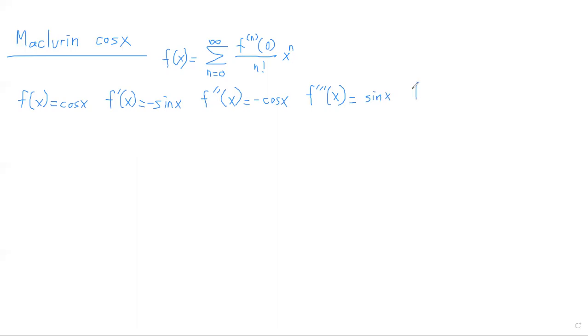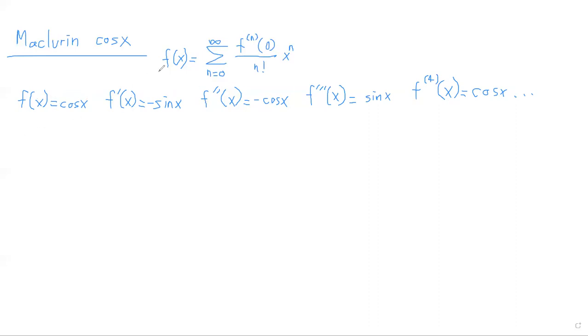And f4 of x is cos x. And it's going to be the same thing. So then the fifth derivative would be negative sine x. The sixth derivative would be negative cos x, so on and so forth. So I'm going to put dot, dot, dot, because I'm not going to do this 1,000 times. And then you can just plug in f of 0 for this.